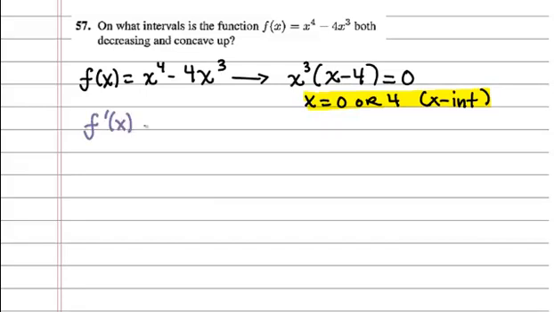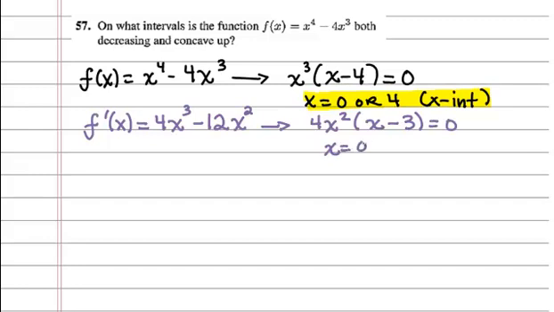Now, the next piece is we're going to analyze our slopes. So let's take the first derivative. The derivative of x to the fourth is 4x cubed. The derivative of 4x cubed is minus 12x squared. And then what we're going to do is set that equal to 0 to find some critical points. And so our values for that would be at 0 and 3.